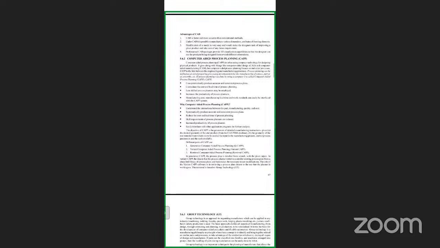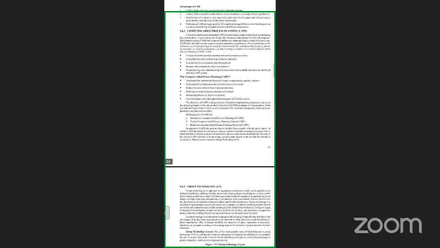And apart from this, we have tools, different parts of CAPP: generative computer-aided process planning, variant computer-aided process planning, and retrieval computer-aided process planning. These are the different parts of CAPP with which they can have the database storage and they can create the geometry of the raw materials that are available, which directly act as an input for the manufacturing process and manufacturing process parameters.